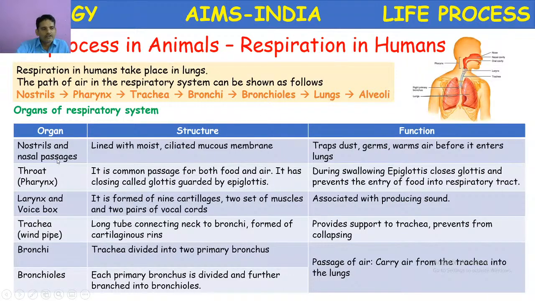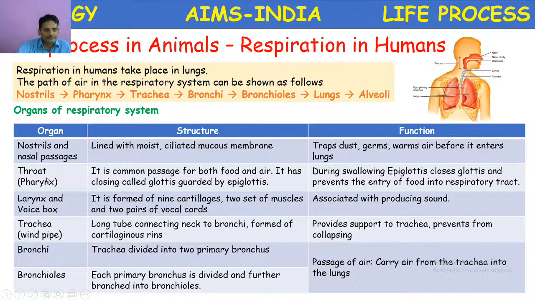So let us see the nostrils and nasal passages. They are lined with a moist ciliated mucous membrane. The necessity of this mucous membrane is that it traps the dust, germs, and any other impurities present in the air. Hot air, when it enters, may damage the respiratory system, so the membrane cools that warm air before it enters the lungs.